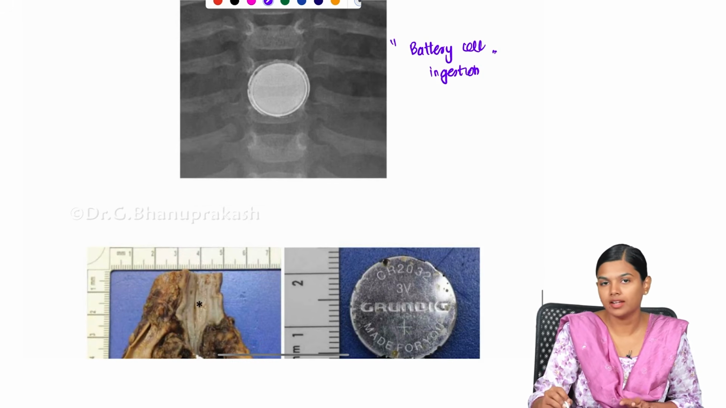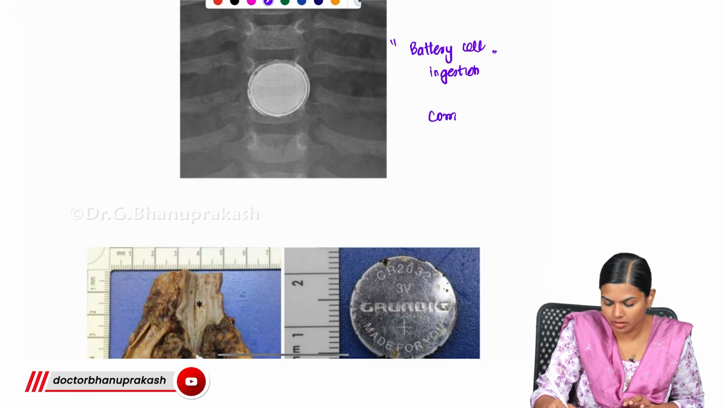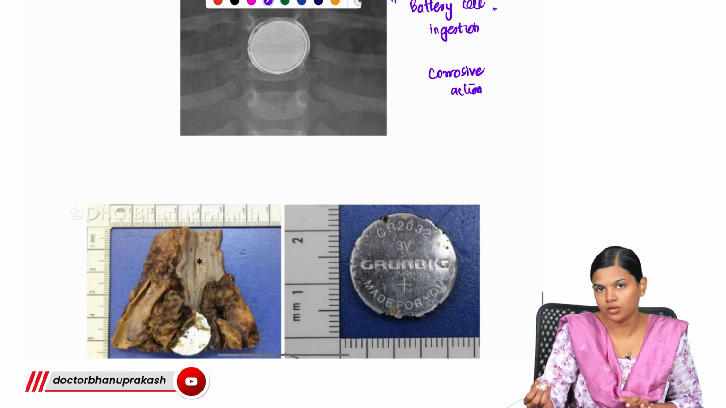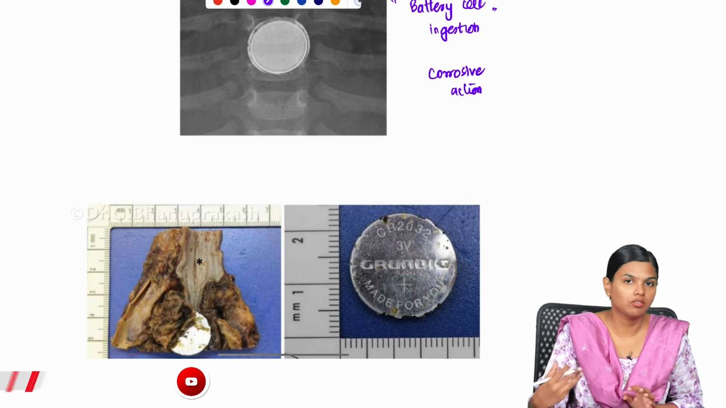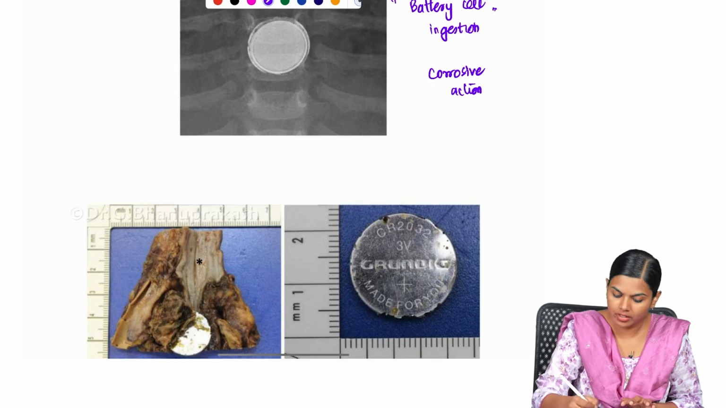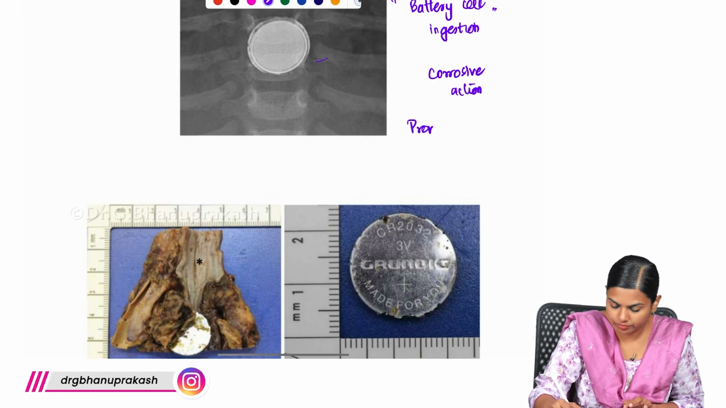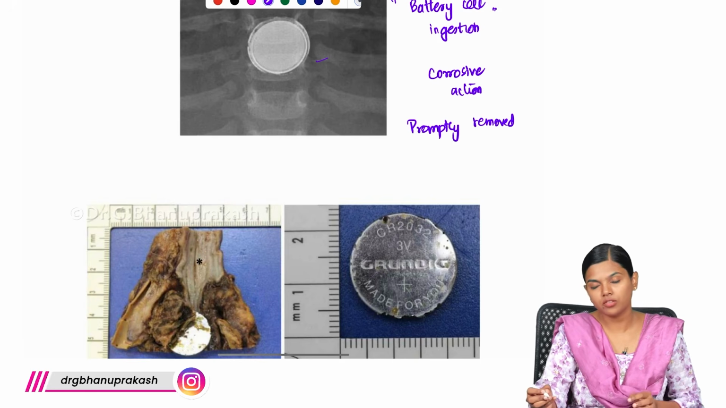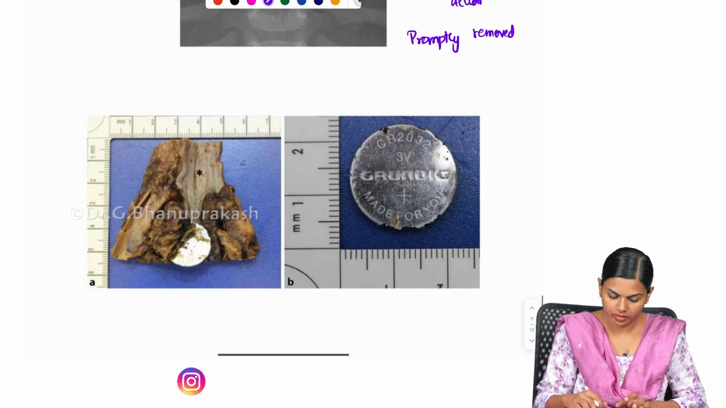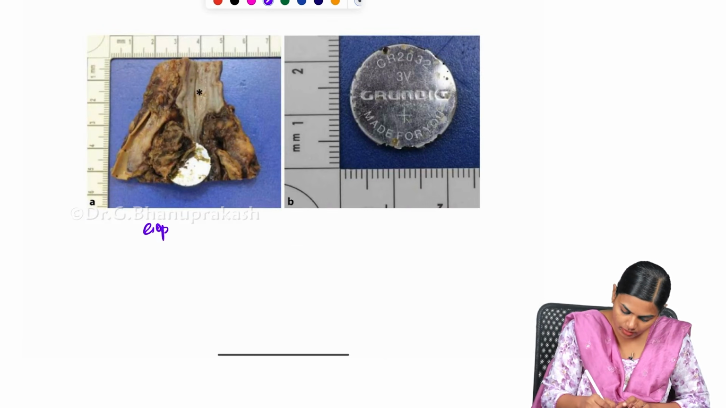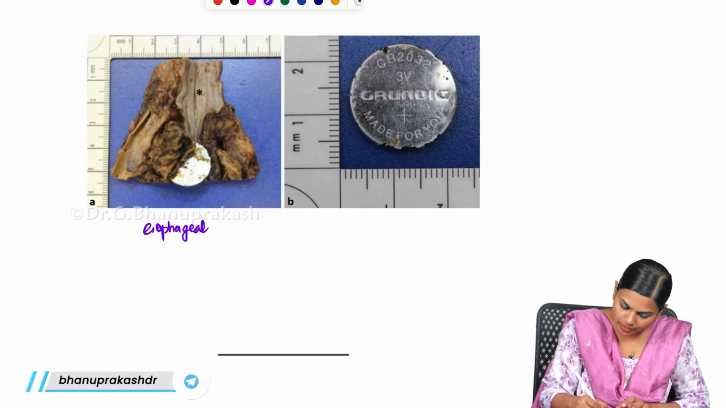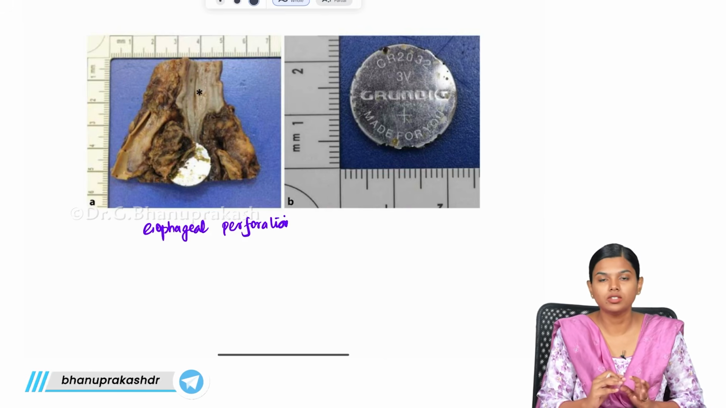Like acid, it has the same corrosive action. Here it will be liquefactive necrosis, right? Because of that, you will have much wider damage to the muscle. And whenever there is battery ingestion, if it is getting obstructed, it should be promptly removed. Why? Because if you leave it there, it can lead to esophageal perforation.